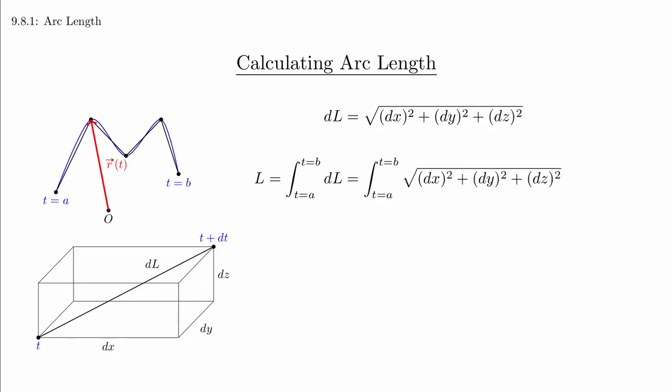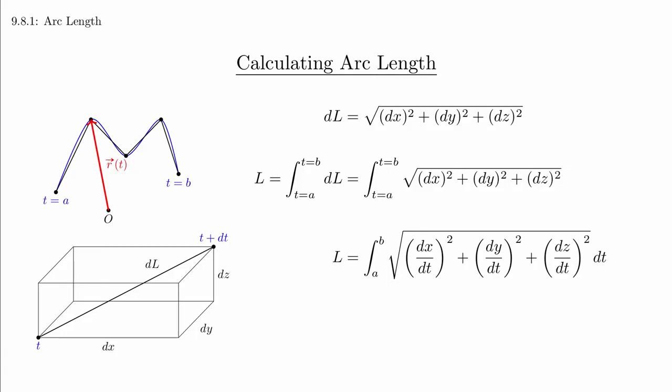If we look at the right side of the equation, we don't have a variable of integration. We also need to convert the differential terms into derivatives. Fortunately, the parameter t saves us on both counts. We can factor out a dt from under the square root, which leaves us with derivative terms underneath and a dt on the outside. And this is the arc length formula. Notice that the square root part is actually just the length of the derivative vector. This gives us a more compact formula for arc length.